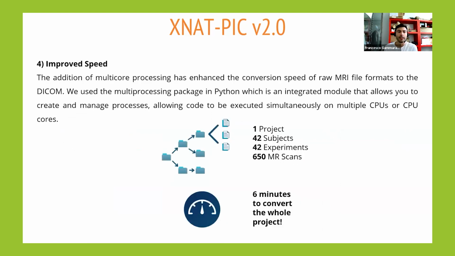And we have added multi-core processing for improving the speed of the converter. For example, for one project that contains 42 subjects and 42 experiments that are more or less 650 MRS scans, it takes 6 minutes to convert the entire project.